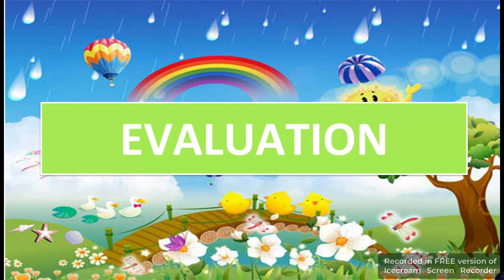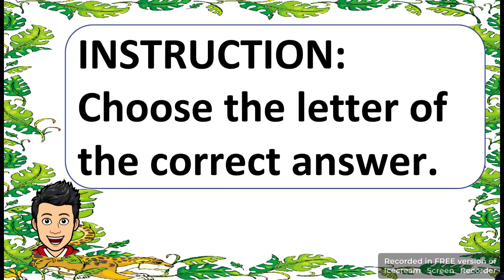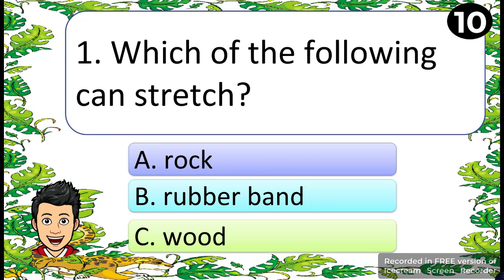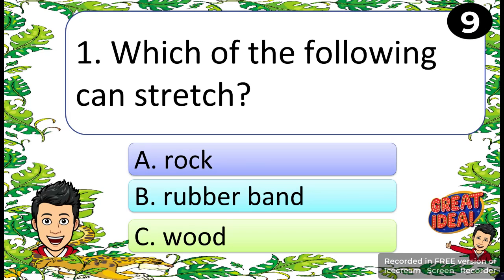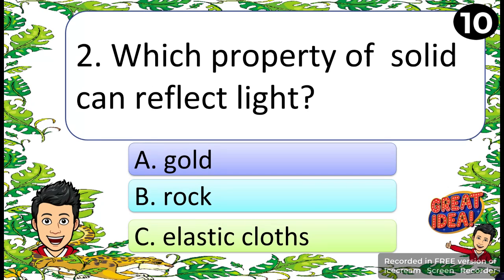For your evaluation, get 1 sheet of paper and answer these 1 to 5 questions. Instruction: choose the letter of the correct answer. Number 1. Which of the following can stretch? A. Rock, B. Rubber band, C. Wood. Number 2. Which property of solid can reflect light? A. Gold, B. Rock, C. Elastic cloths.